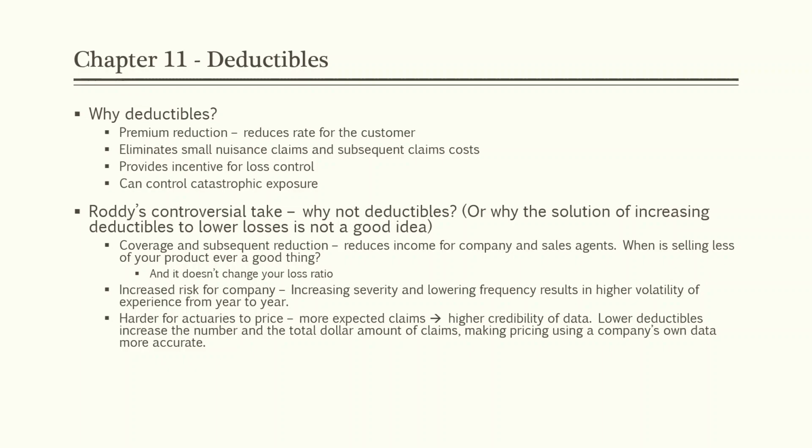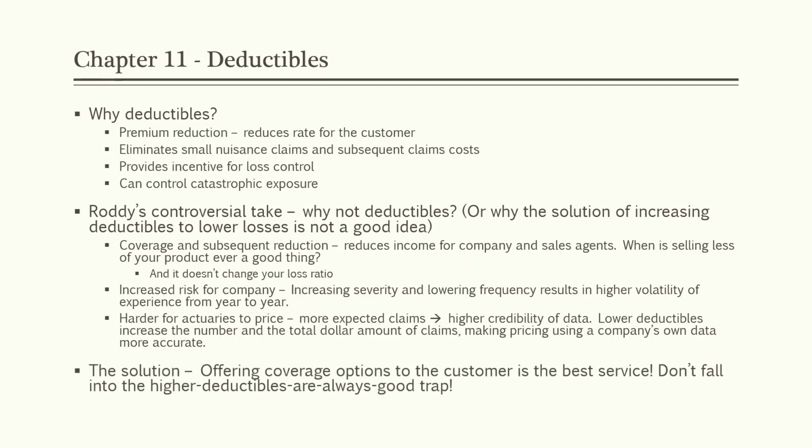So why do you want to sell less of your product for a lower premium, increasing your risk to the company, increasing your variance of losses, increasing your volatility, and making your pricing less accurate because you have less data to price on? You're going to lower your pure premium, but you're going to make other things harder. So you're solving one problem, and you're causing two or three others.